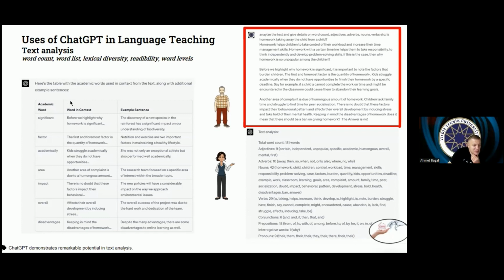And then here's my second prompt. Okay, here is the table with the academic words used in context from the text along with an additional example. I want ChatGPT, okay, for my students from this text, to try to list the words which may possibly be unknown, then try to give the example sentences that are used in the text, okay, the context, and also give me one more example sentence to show the academic meaning of the word. So this is what ChatGPT's output is.